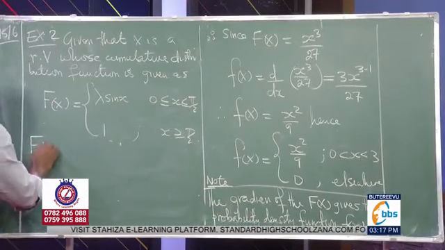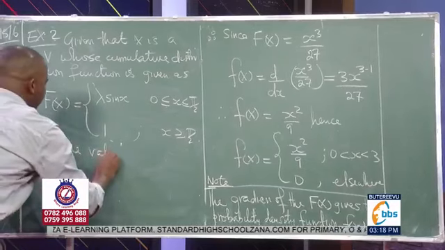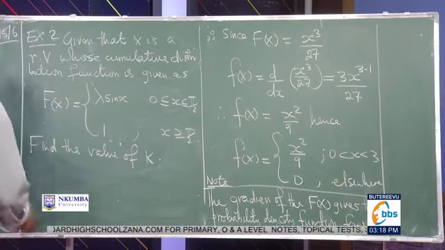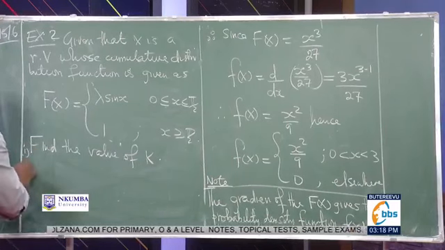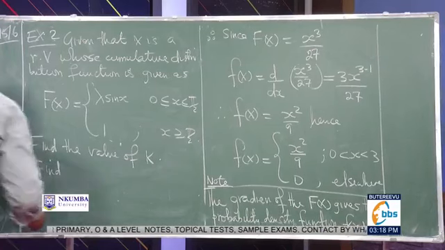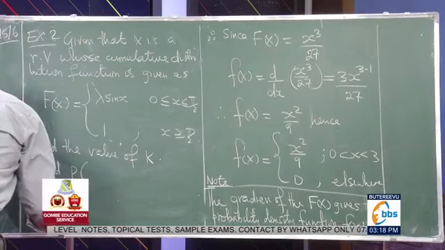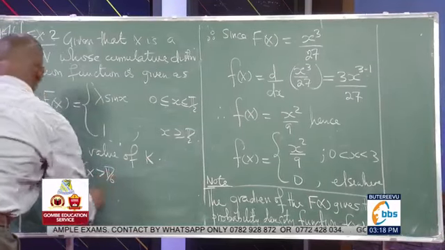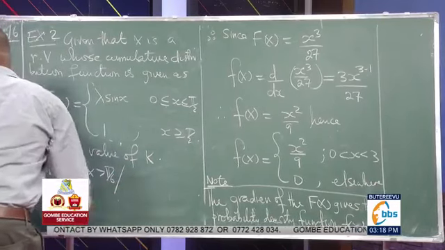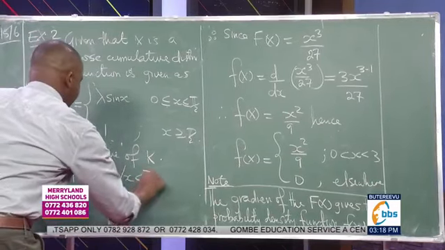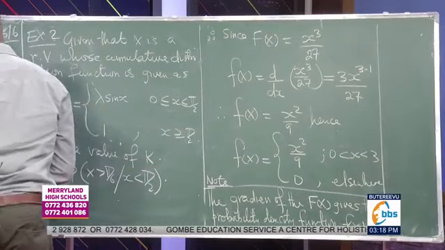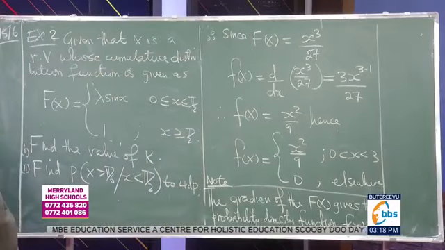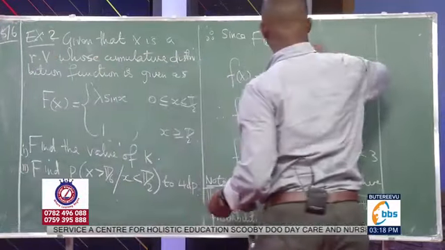They want us to find the value of k, which is the constant, and they also want us to find the probability that x is greater than pi over 6, given that x is less than pi over 2. And they want us to find that to 4 dp's.